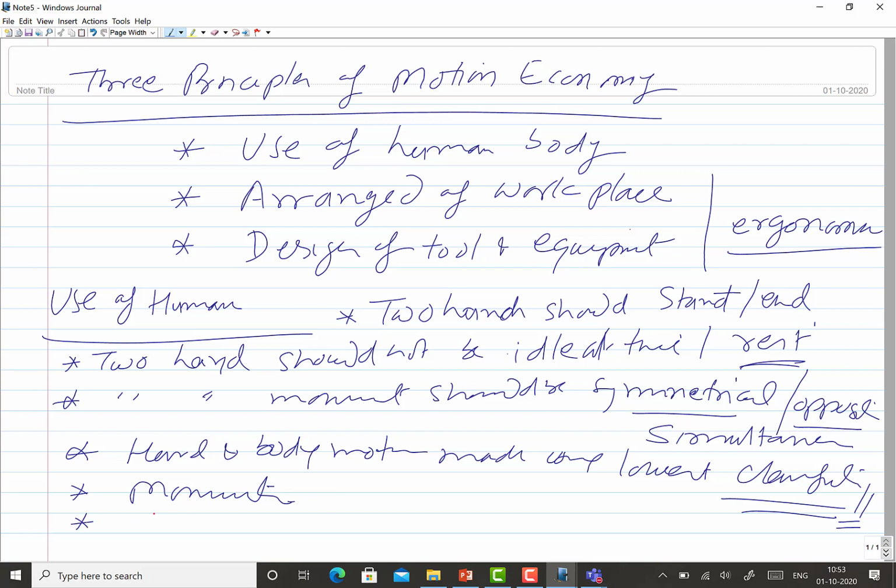and whenever possible, continuous and curved movements are used over straight line movements. So instead of straight line movements, continuous and curved movements should be used, or the work should be designed in such a way that continuous curved movements are preferred over straight line movements.